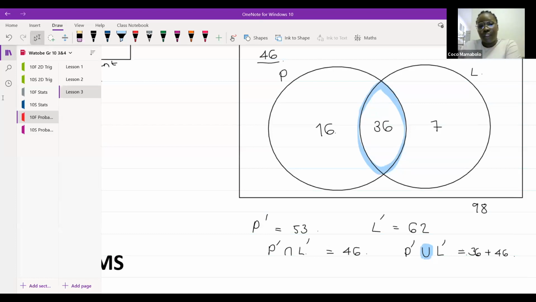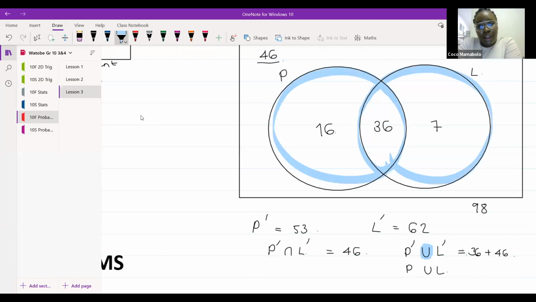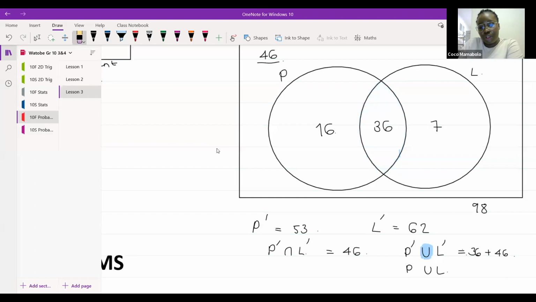If we got rid of the complement sign, if we wanted P union L, that would be everything, this and that all together. So you'd have 16 plus 36 plus 7. We would have to add all of them together in order to get just the union and not the complement.